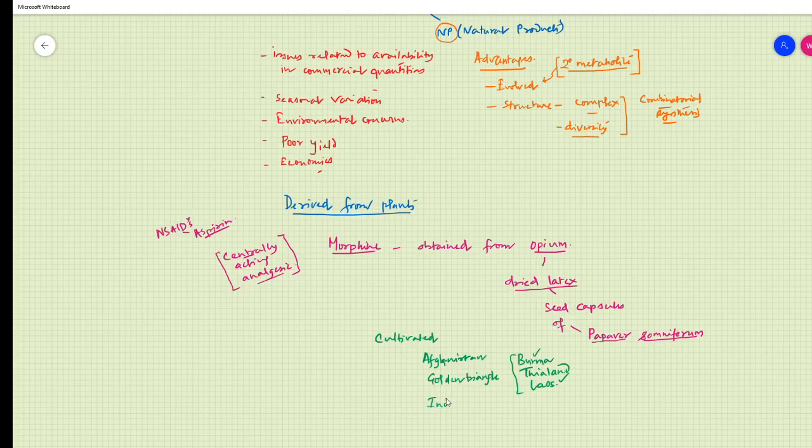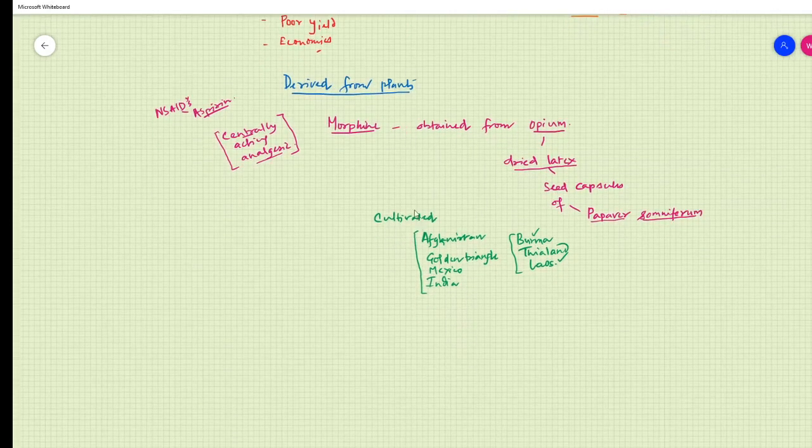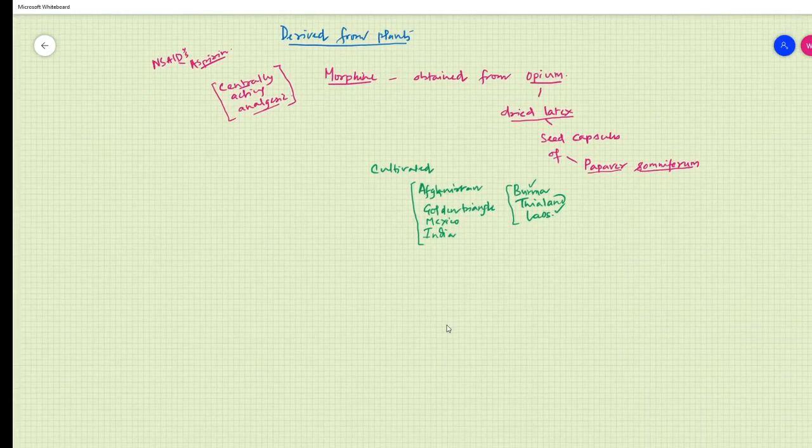And the other sources are India and Mexico. Okay, so these countries are producing lots of quantities of papaver somniferum. Therefore, it's easy and cheaper to derive morphine from the natural product. Okay, but can it be synthesized? Yes, it can be synthesized. But the problem is, it does not make economic sense to synthesize it. So as of now, it's being obtained from the opium.